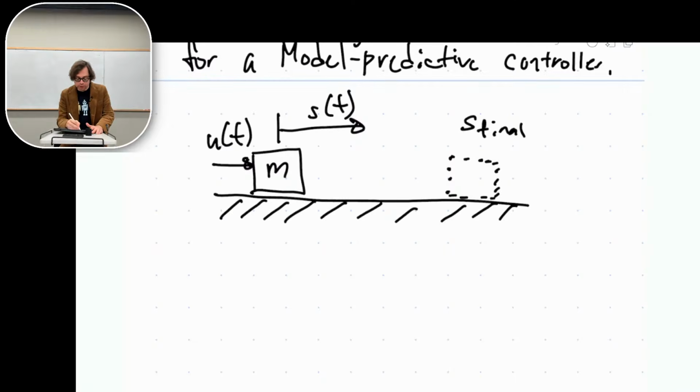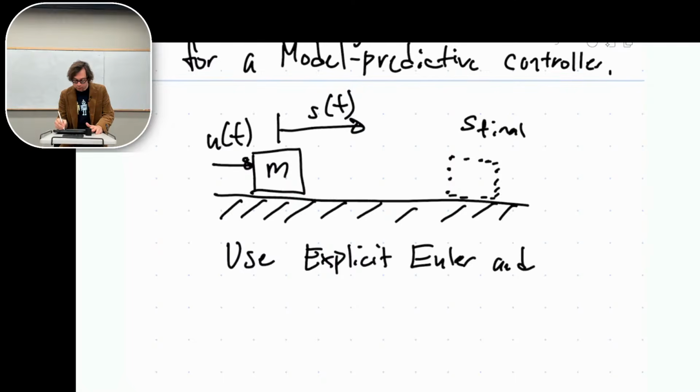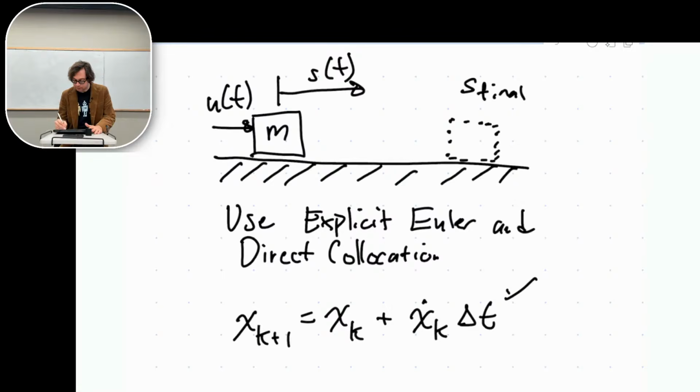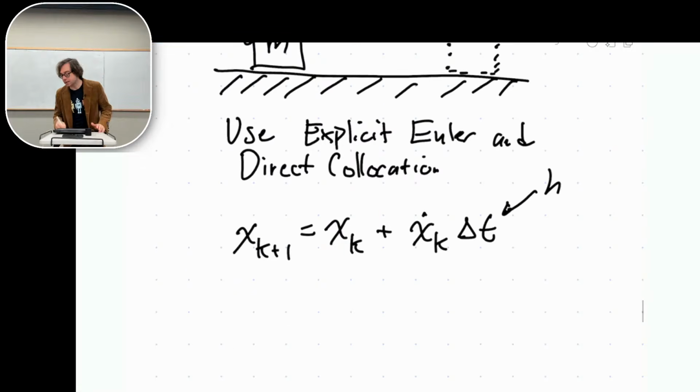We're going to use explicit Euler and direct collocation. So our constraints are going to be our next state x_{k+1} equal to x_k plus x dot of k times delta t, sometimes known as h, more commonly known as h. I think delta t is a little bit more intuitive. Change in time, delta t, right? h is your time step.